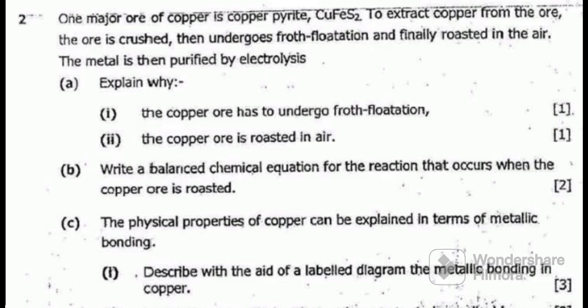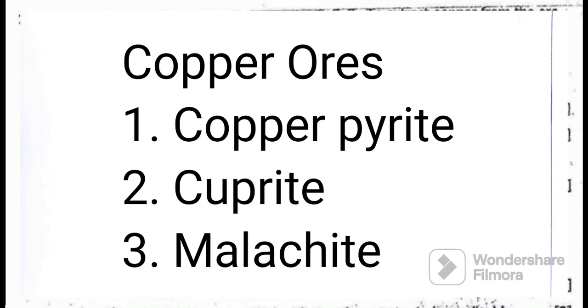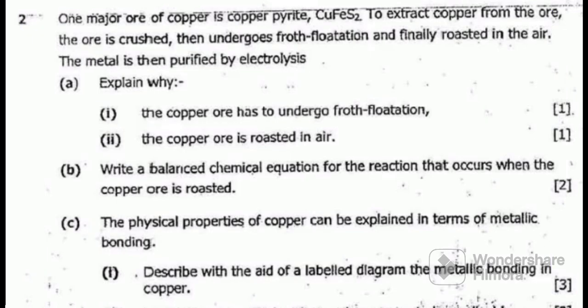I'll begin by mentioning some of the ores from which copper is extracted. We have copper pyrite, cuprite, and malachite. Copper pyrite is the ore they call the chief ore for copper. We have three stages in the extraction of copper. The first stage is froth flotation. The second stage is where the copper ore is roasted in air, and lastly, refining of impure copper.